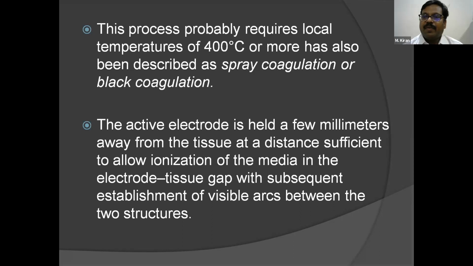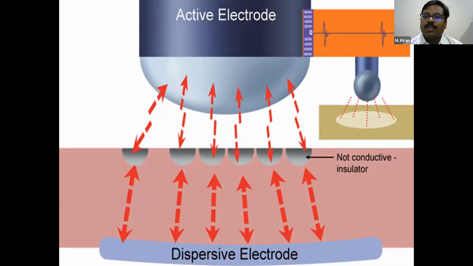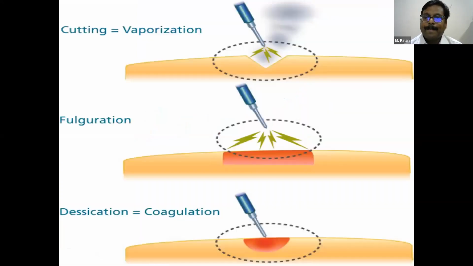This process probably requires local temperature of 400 degrees Celsius or more, and has also been described as spray coagulation or black coagulation. The active electrode is held a few millimeters away from the tissue at a distance sufficient to allow ionization of the media in the electrode tissue gap, with subsequent establishment of visible arcs between the two structures. Here you can see the active electrode and non-conductive insulators, then the dispersive electrode.